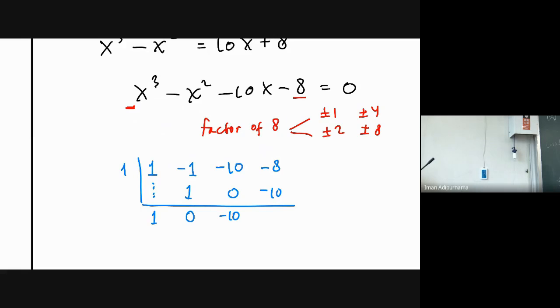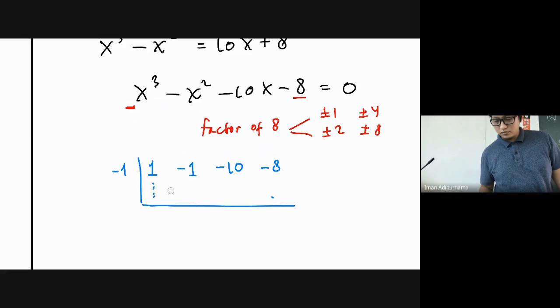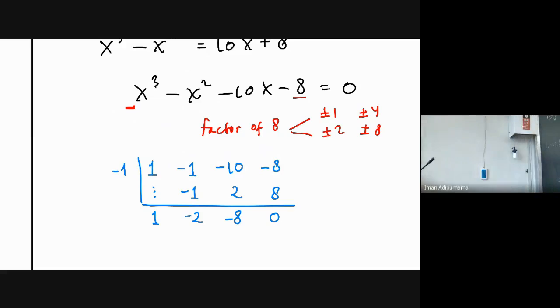Okay, so check another point. Another point maybe negative 1. So this is 1, and then multiply is negative 1, is negative 2, times negative 2 is negative 8, right? Negative 8 and negative 1 is plus 8, and it's 0, right? So this is your factor, right? Negative 1. Okay.